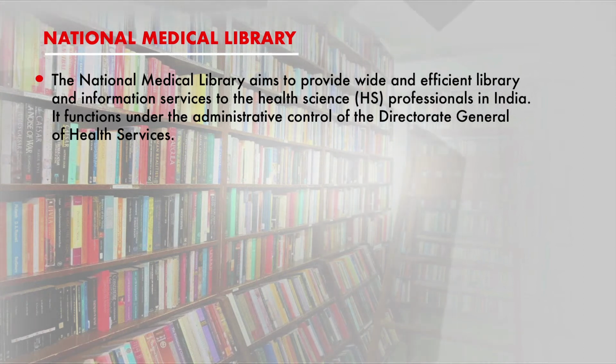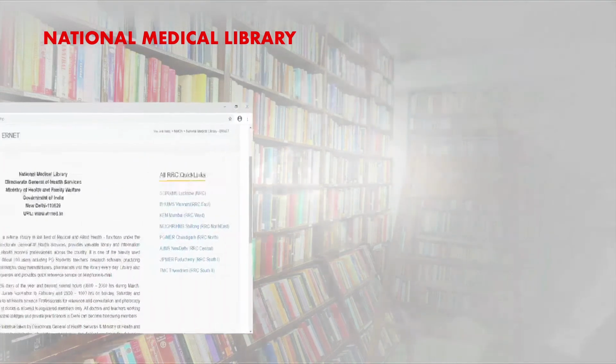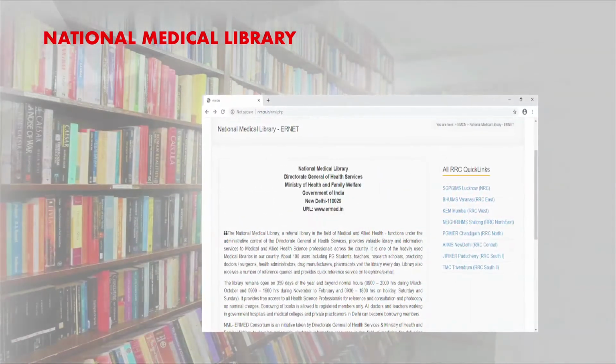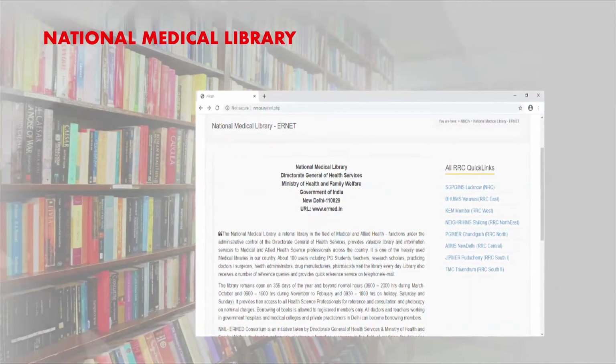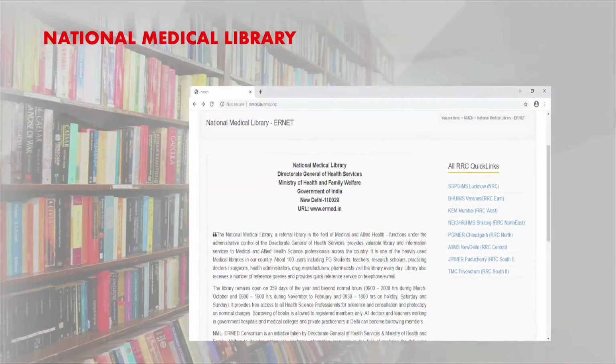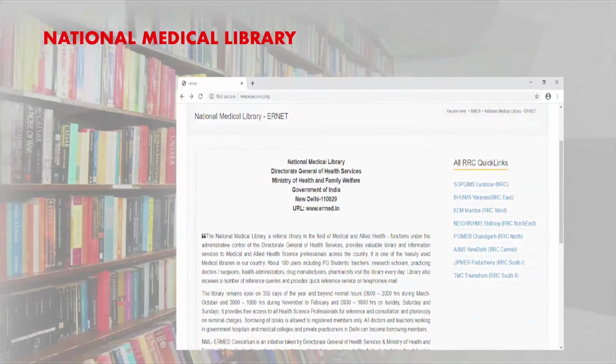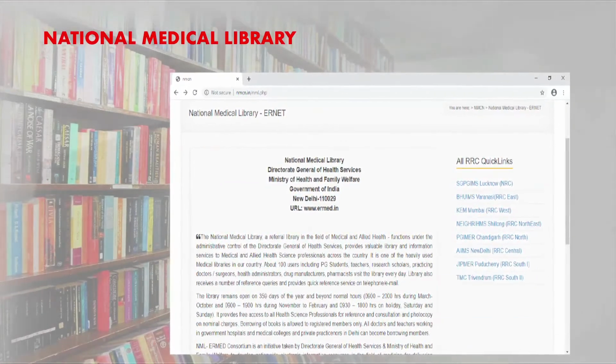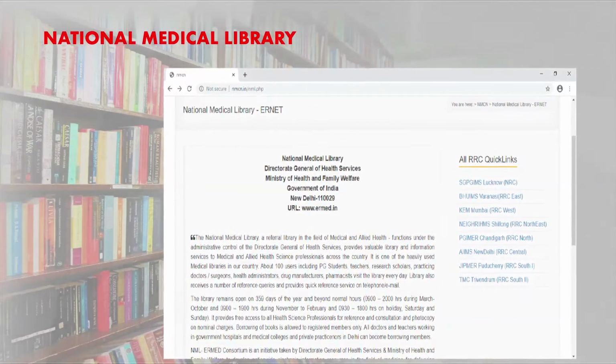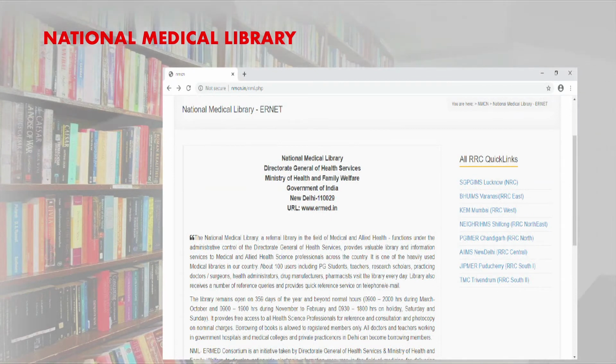Not only India, many other countries have subject libraries in science, medicine, agriculture, etc. So, this is the website of the National Medical Library. It is providing so many resources, not only print resources, but e-resources also, and it is working as a focal point for all the medical libraries situated in India.